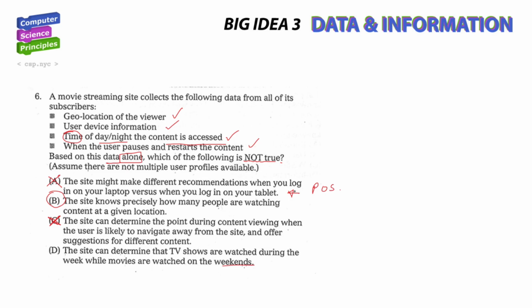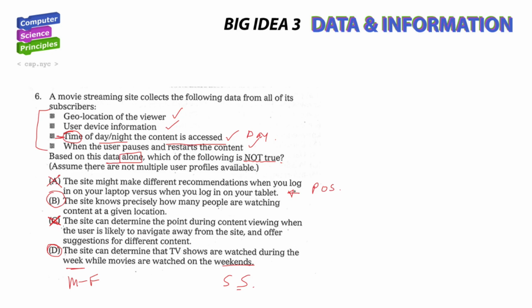Okay, and then D, the site can determine that TV shows are watched during the week while movies are watched on the weekends. So during the week, Monday to Friday, weekends, Saturday, Sunday. So this one, I believe, cannot be true based on this data alone because of these 4 bits of data. Even the third bit, the time of the day and night, does not include the day. It just knows the time of the day or night. So therefore, really, this one should also be circled.